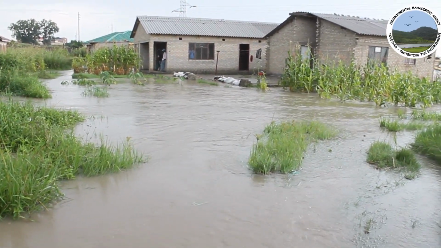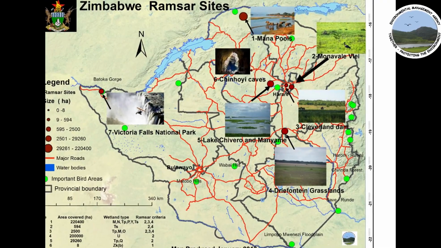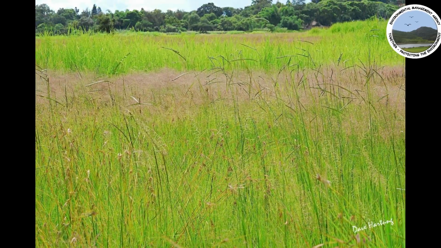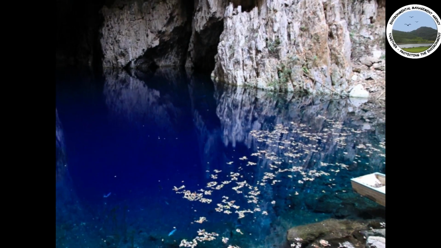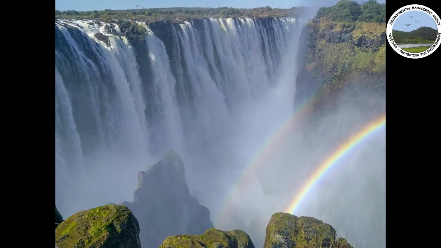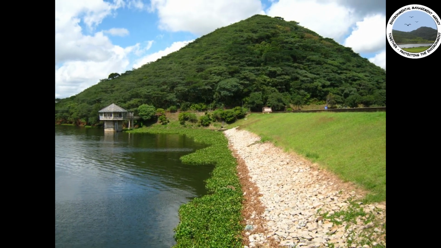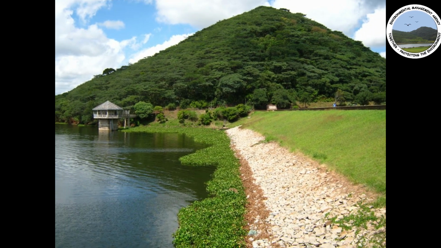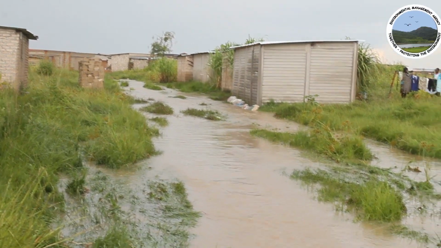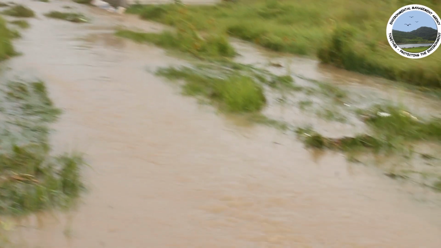The country has 7 protected wetland sites, namely Monavale Vlei, Cleveland Dam, Chinhoyi Caves, Mana Pools, Victoria Falls, Driefontein Grasslands, and Lake Chivero. Some of these protected wetlands are under threat from housing developments and poor farming methods.